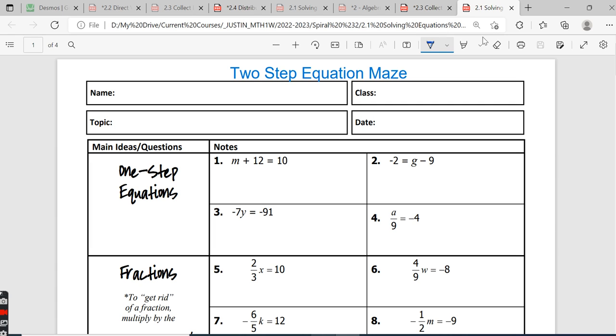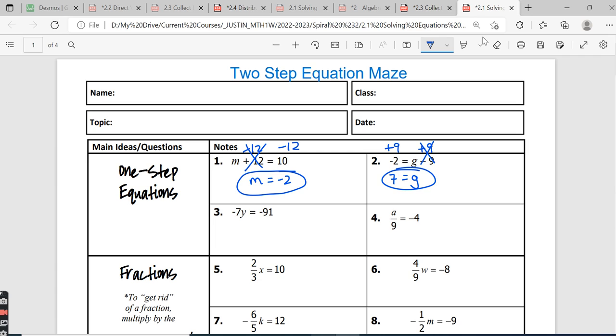So, one-step equations. m plus 12 equals 10. If I want to get rid of 12, I subtract 12 from both sides, which cancels that out. I get m equals 10 minus 12. m is negative 2. I'm done. Over here, same thing. I want g on its own, so I want to get rid of the negative 9. I'm going to add 9 to both sides. Negative 2 plus 9 is 7, so g equals 7.